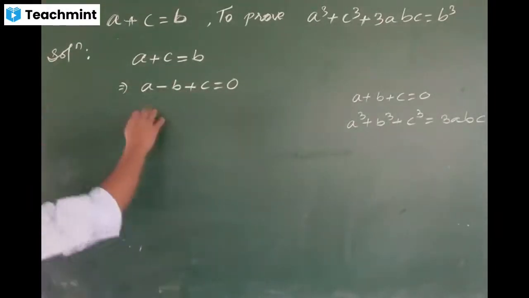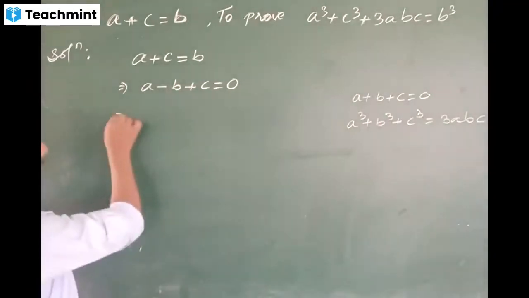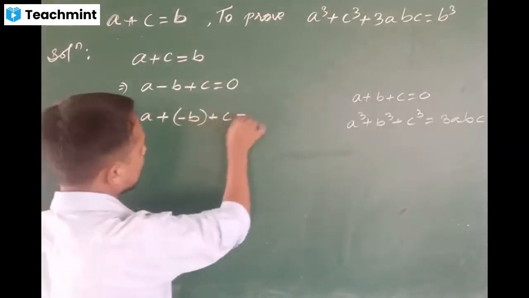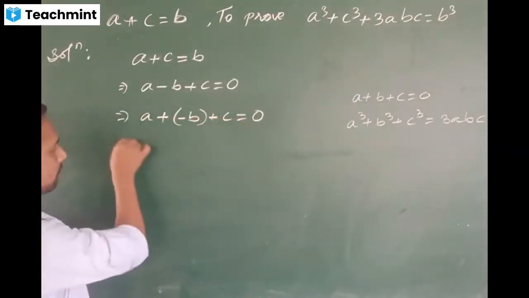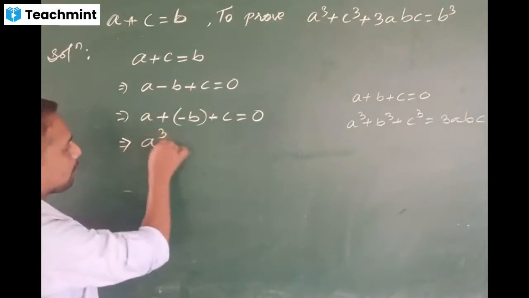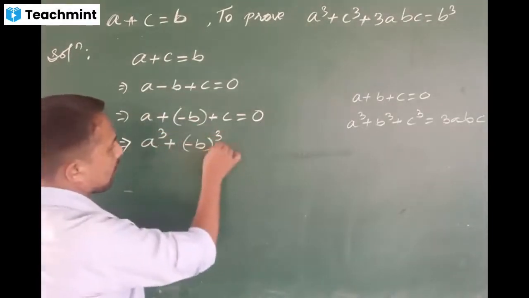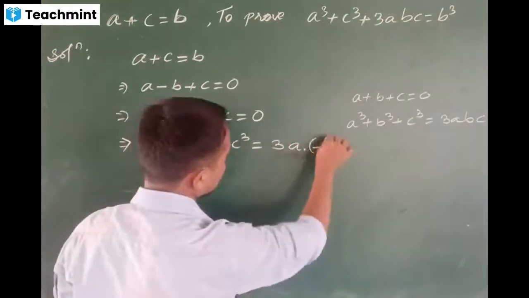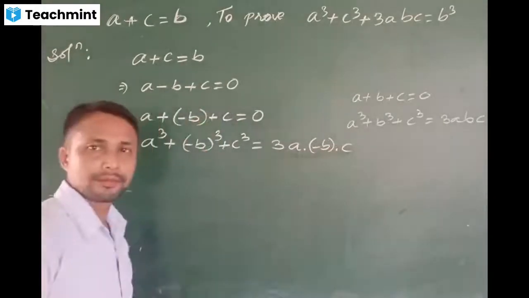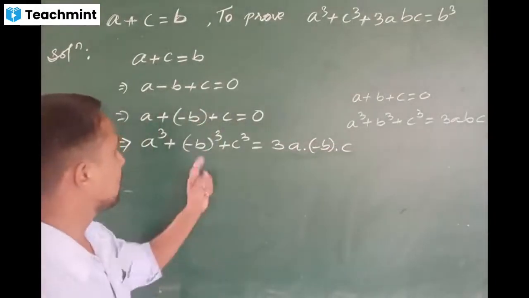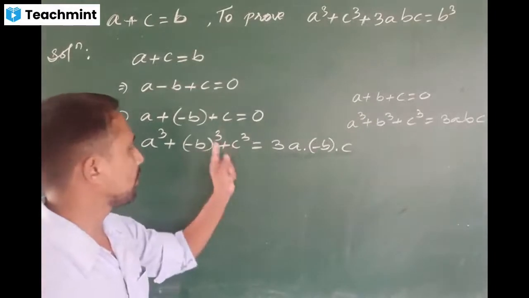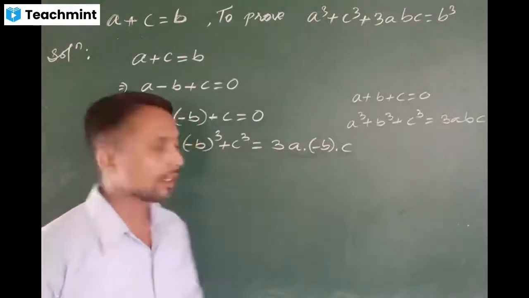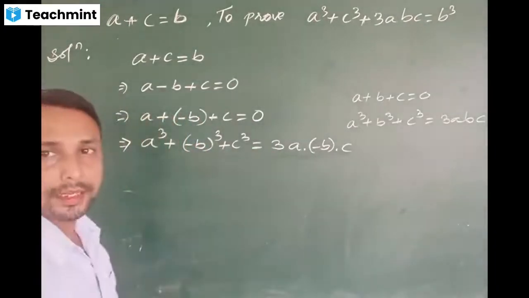So now here also it is following the same type. A + (−B) + C = 0, so A³ + (−B)³ + C³ = 3A(−B)C. Since the minus is there, it is written with a minus here.